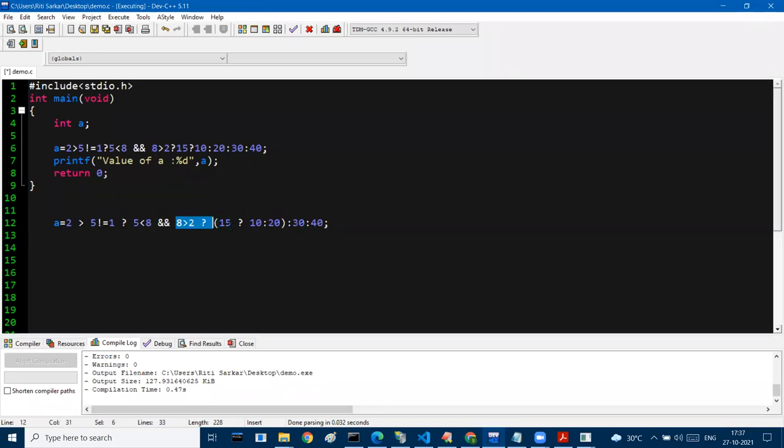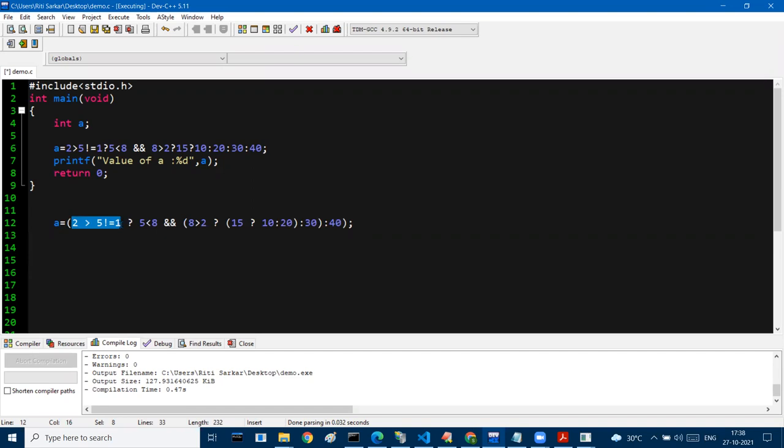So what will happen? This particular part I am bracketizing now. Yes, this is done. Now another question mark is there. For this question mark, this is expression 1, this is expression 2, and this is expression 3. That means I can put it in this way. Now I will start evaluation of this part.